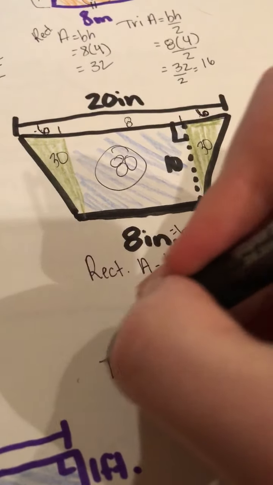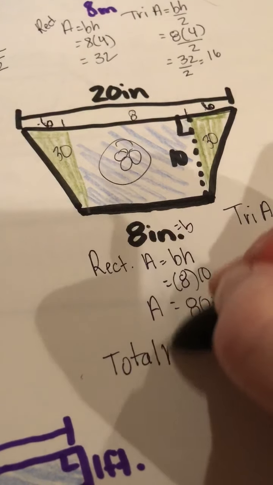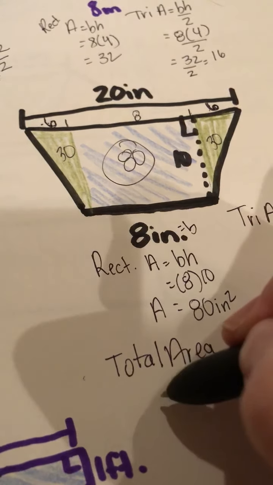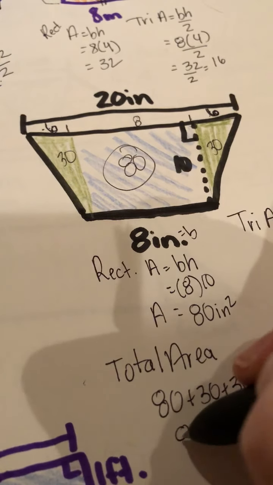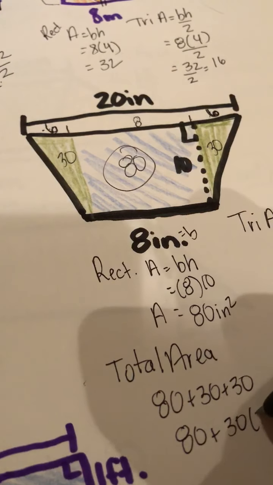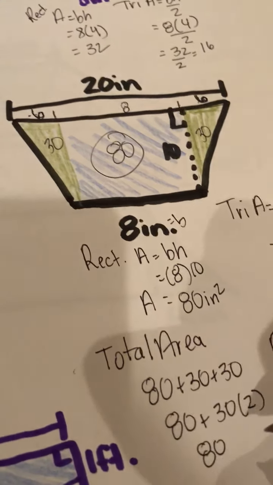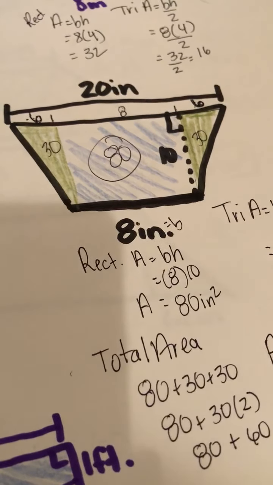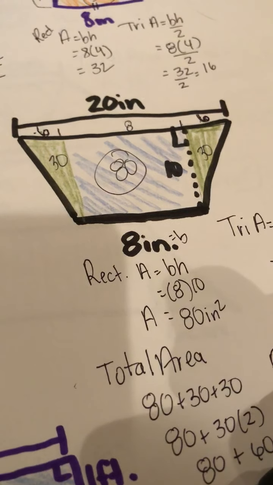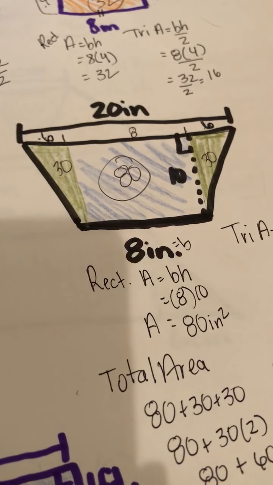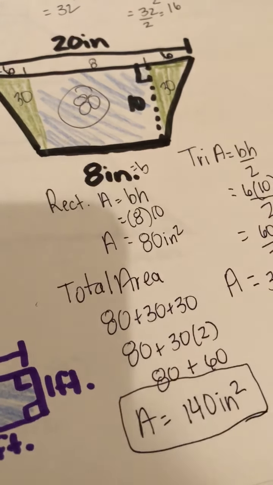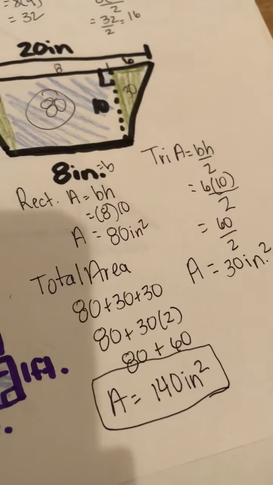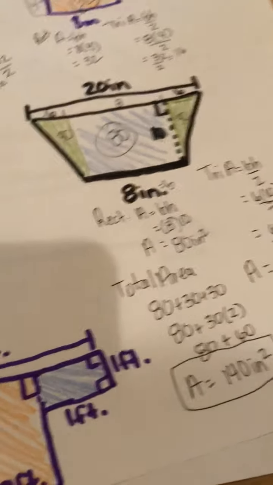Total area is 80 plus 30 plus 30, or 80 plus 30 times 2, which is 60. I'm showing every step, 80 plus 60 is 140. Area equals 140 inches squared, and box that final area answer. Okay, that was number 9.